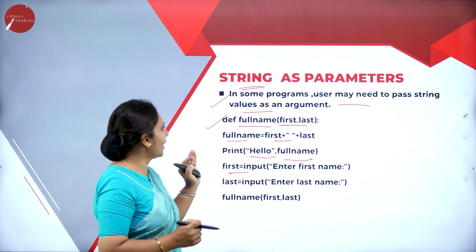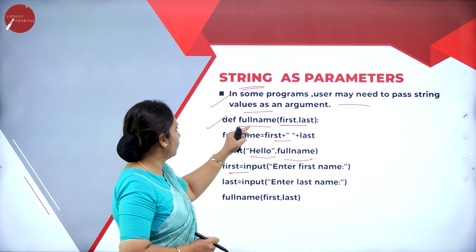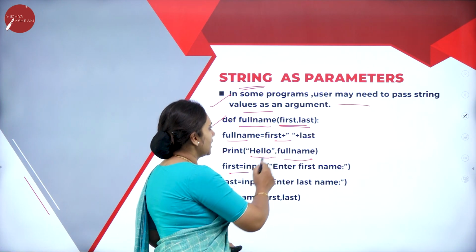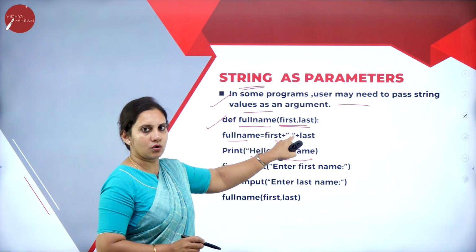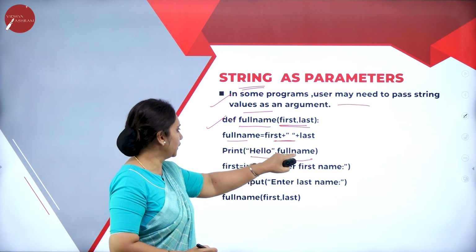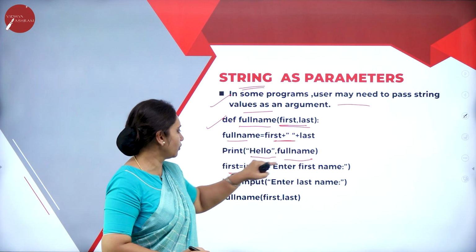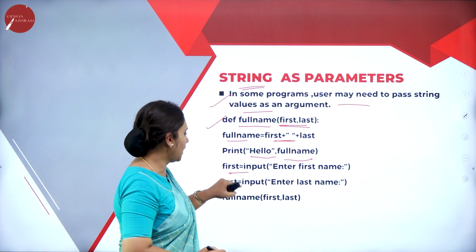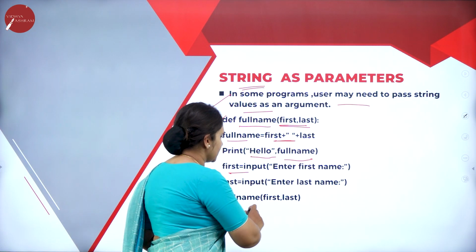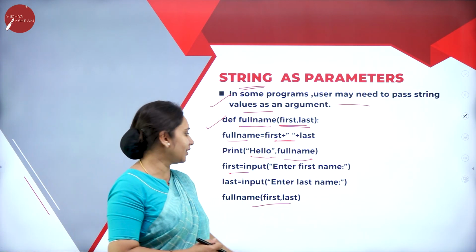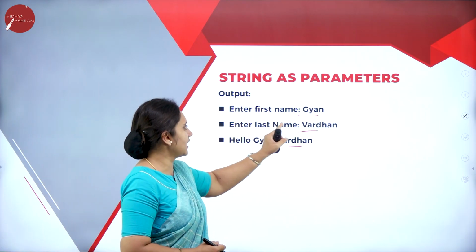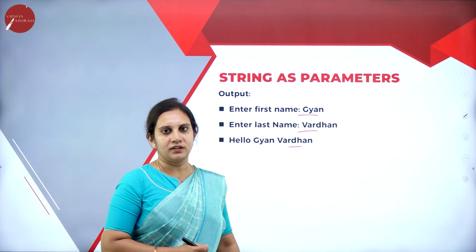So the string values I have passed here by using the full name, first and last. One thing you can observe here is where exactly we are passing the string values as arguments: first comma last, and everything is within the inverted quotes. Within the quotes, the full name, print hello full name, is the output statement. First enter the first name, then the last name, and full name is first comma last. That is the return value I am giving. So here you can see enter first name Gyan, enter last name Vardhan, hello Gyan Vardhan.